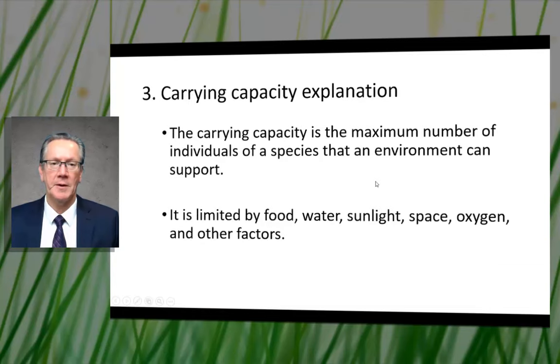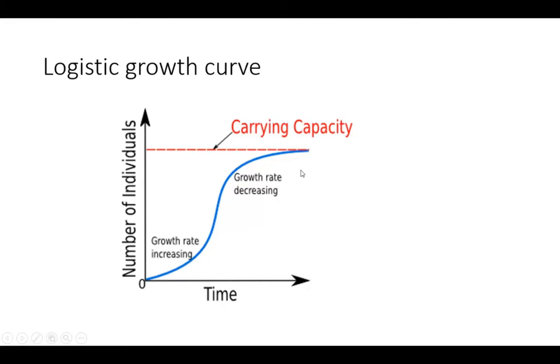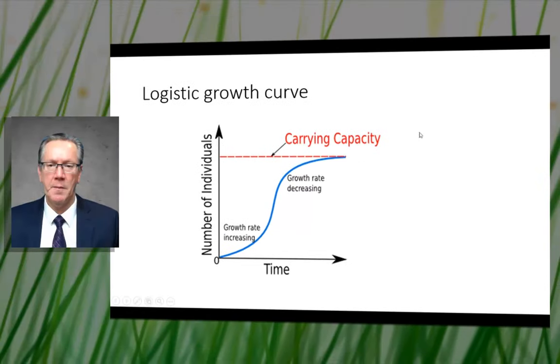Carrying capacity explanation. The carrying capacity is the maximum number of individuals of a species an environment can support. It is limited by food, water, sunlight, space, oxygen, and other factors. The logistic growth curve. Notice the carrying capacity is the plateau phase of the curve where we've reached the maximum population that the environment can sustain.